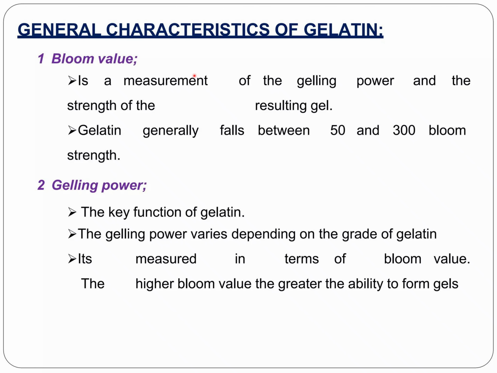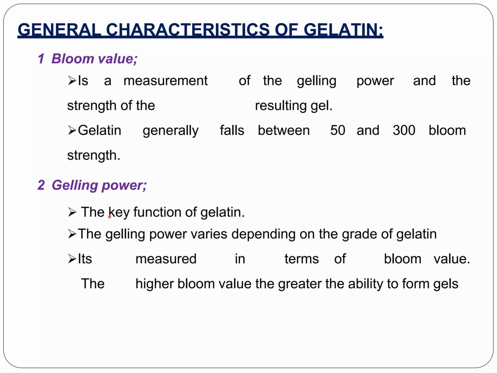So these are the general characteristics of gelatin: bloom value, gelling power, viscosity, hygroscopicity, then polymeric material. We have to learn about these. First one is bloom value. It is a measurement of the gelling power and the strength of the resulting gel. Gelatin generally falls between 50 to 300 bloom strength.